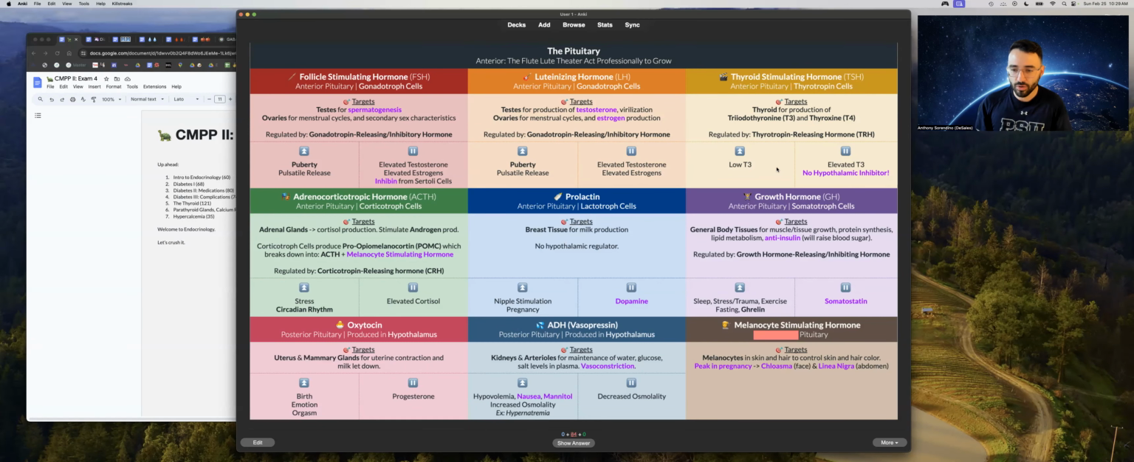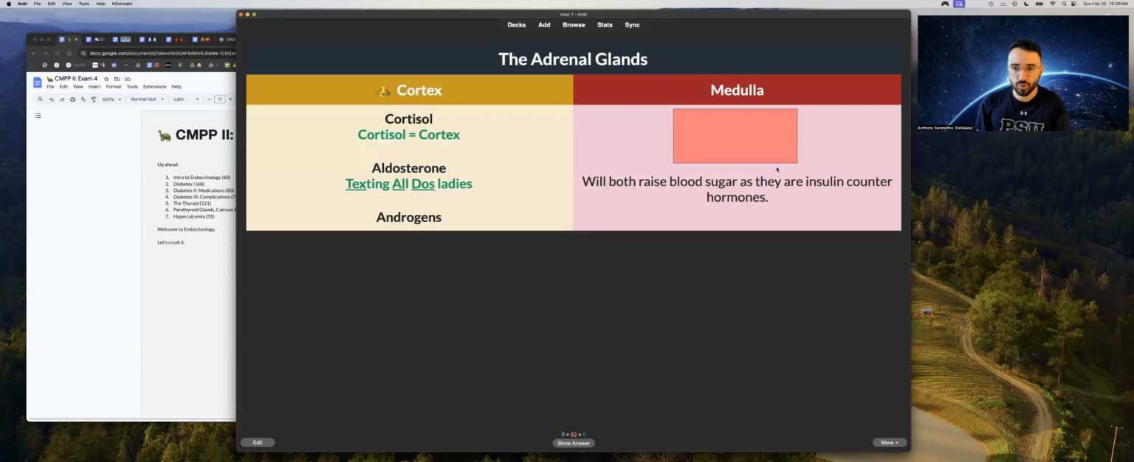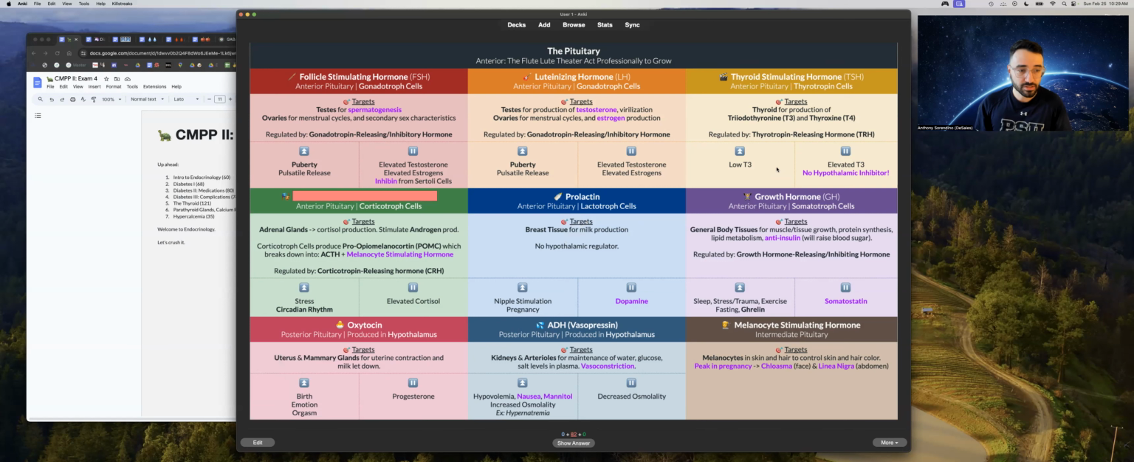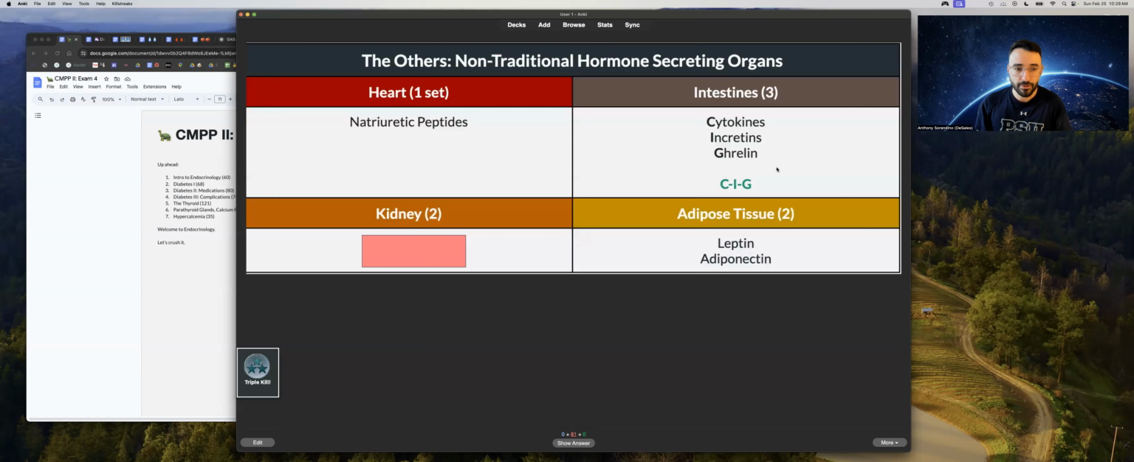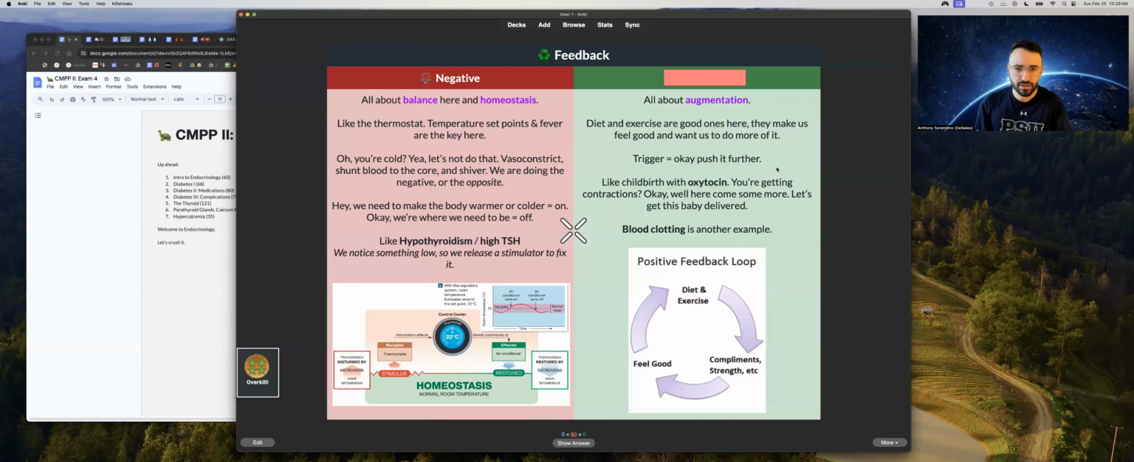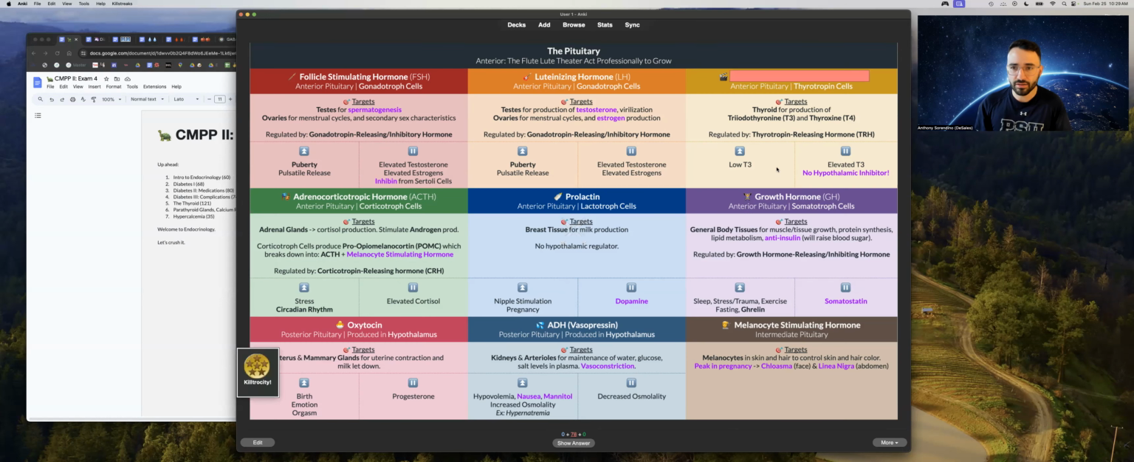Melanocyte stimulating hormone is in the intermediate pituitary. Medulla secretes epinephrine and norepinephrine of the adrenal glands. This is simply fluid theater act, so adrenocorticotropic hormone. Kidney is EPO and renin. This is positive feedback. All that balance in homeostasis is negative. Fluid theater, so TSH, ACTH, and melanocyte stimulating hormone.